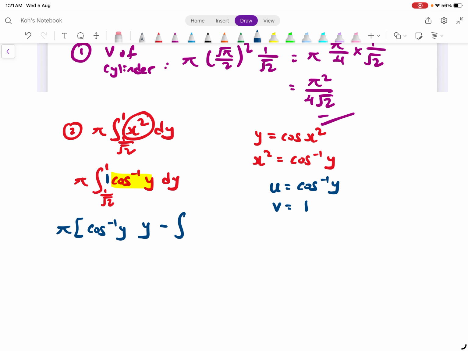When you do the differentiation of cosine inverse y, just go back to your MF27. This will give you minus 1 over square root of 1 minus y squared. Of course, the integral of 1 is just y. So this part will be here.